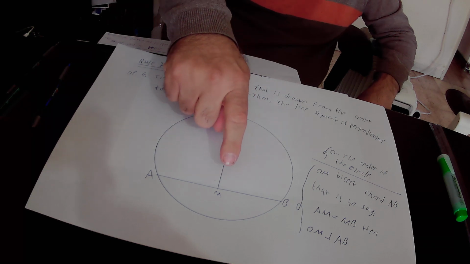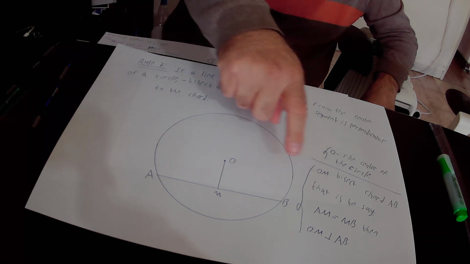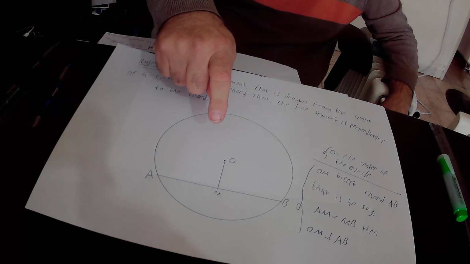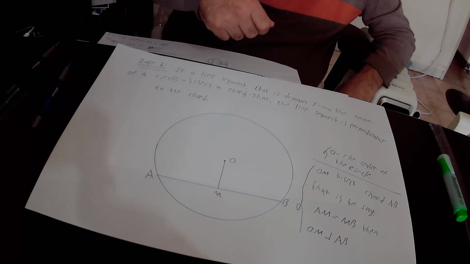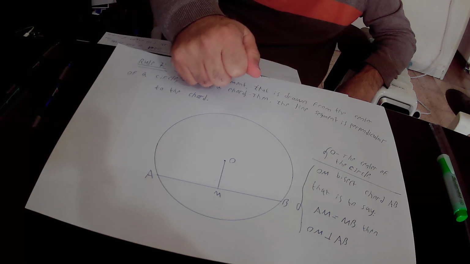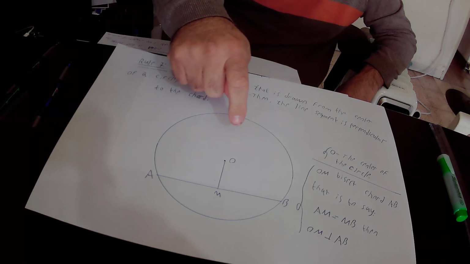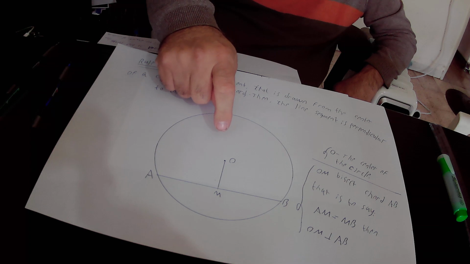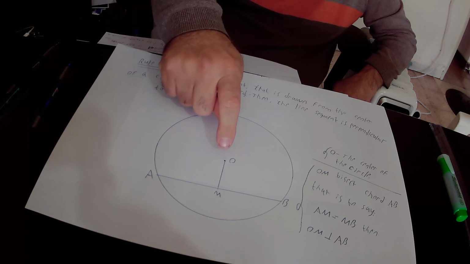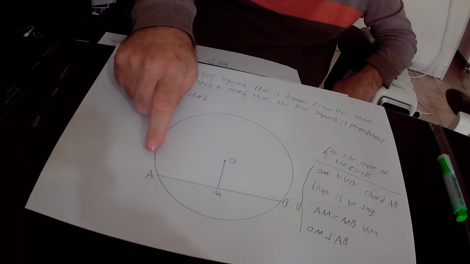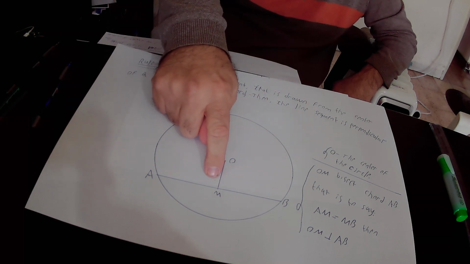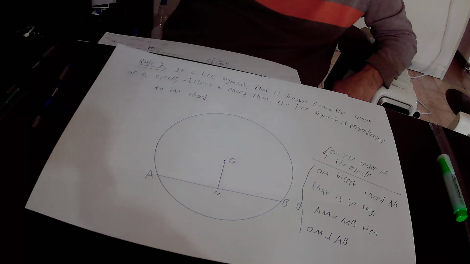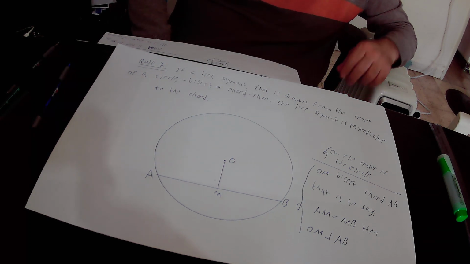Line segment OM bisects chord AB. That is to say, it divides it into two halves. That is to say, AM equals MB. And whenever you have, from the center of the circle, a line segment that bisects the chord, then the line segment OM will also be perpendicular to AB. If OM is perpendicular to AB, it means that this angle equals 90 degrees and this angle equals 90 degrees, according to rule number 7.